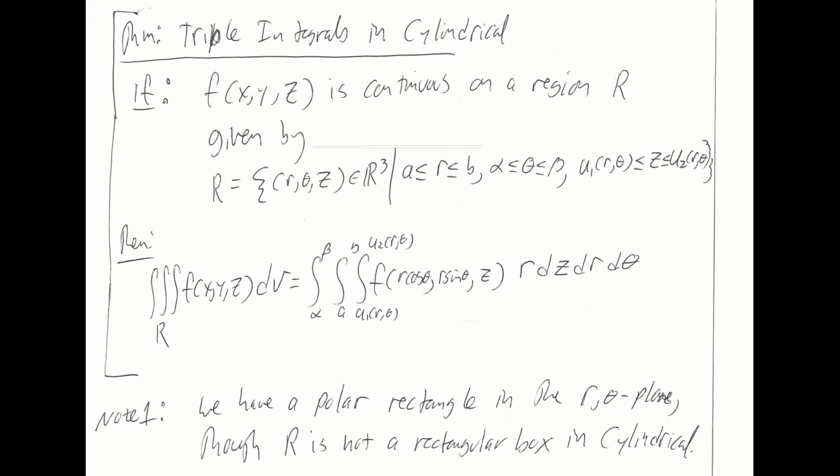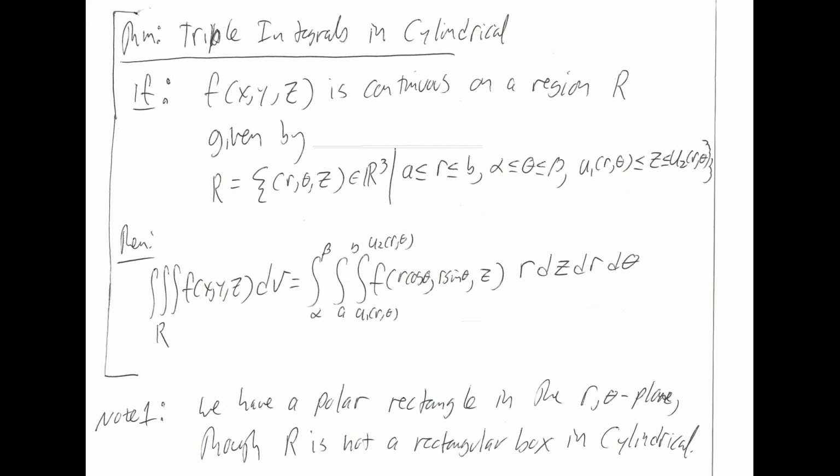So if we have a continuous function of x, y, and z, and it's continuous on a region R, and R is given in this form, we're actually not going to require R to be a rectangular box in cylindrical coordinates. We're going to let r and theta be bounded by constants, but we're going to allow z to be bounded by two functions of r and theta.